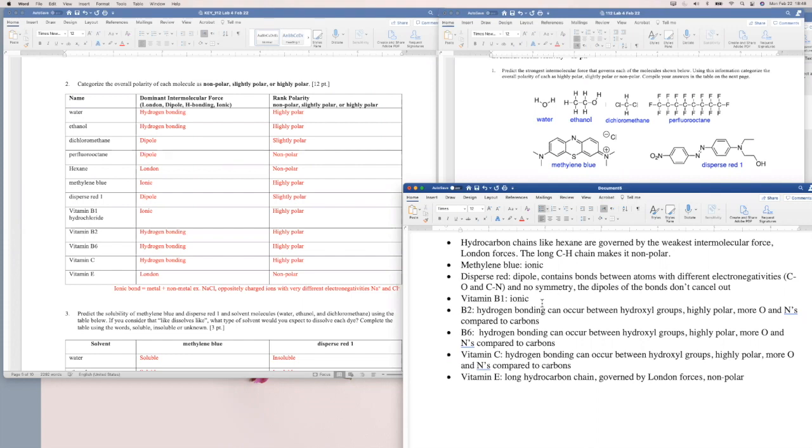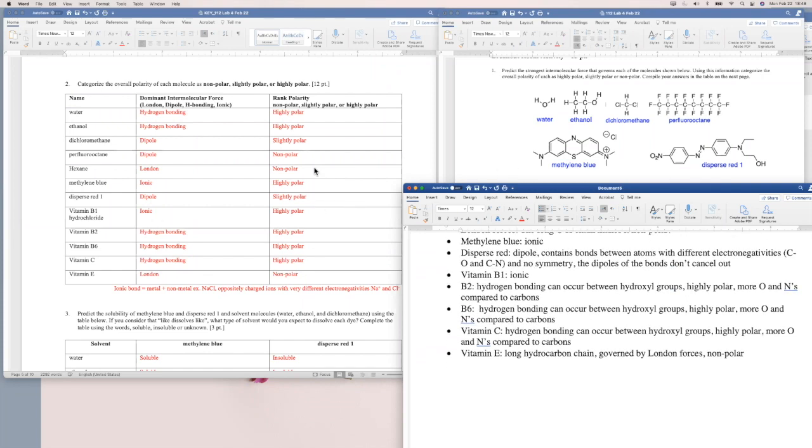I would never test you on that or anything. I just like to look at the shapes and see. So also for the dipoles, they don't cancel each other out. So it's not like perfluorooctane where anything can cancel out. That's why the disperse red is going to be slightly polar, because up in that chart, I think it's the last one, step 3: if the molecular geometry of the molecule can't cancel it out, it's slightly polar.